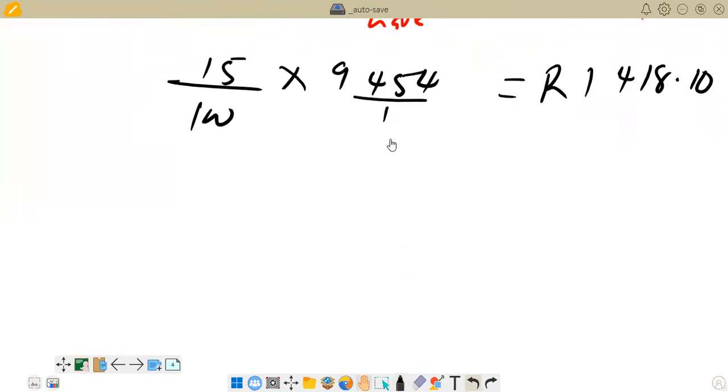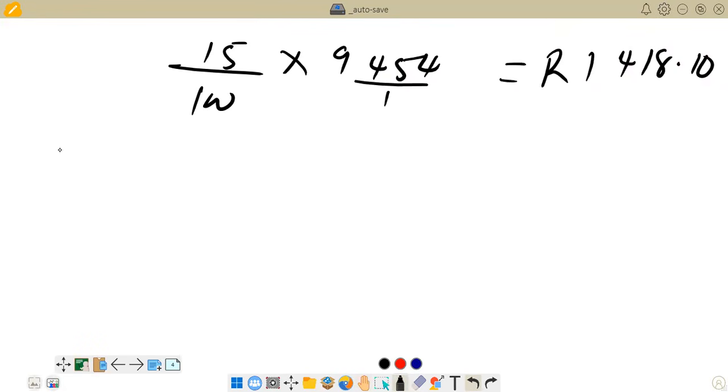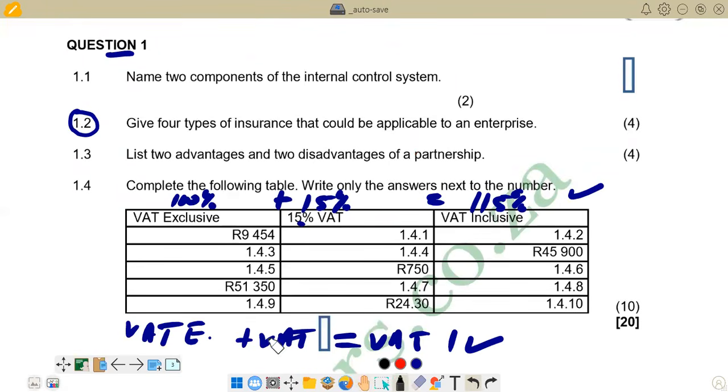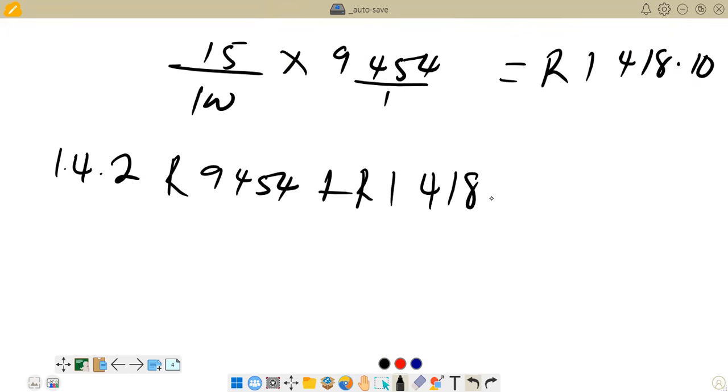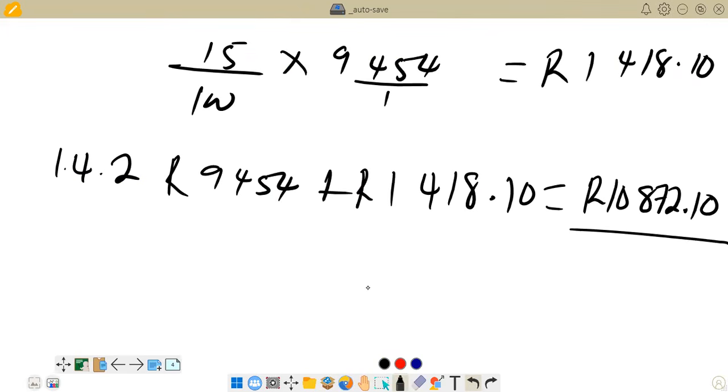Then we move on to the second part, which is 1.4.2. On 1.4.2, remember, we can go back to see there. 1.4.2 is this one now. We are now using this formula whereby we are saying this one plus this one is equal to this one. Remember, we now have this figure. So we say this one plus the figure that we got here, then we get this one. So 9,454, we add the answer that we got there. So here now we are saying 9,454, and then we add 1,418.10. If you add the two, you are going to get 10,872.10, which is 10 cents. This is what we have on 1.4.2.